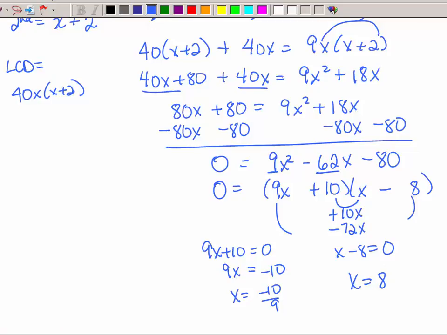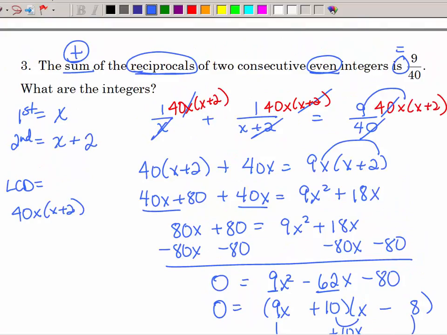And then I'm going to go back and make sure I look at my problem. What am I supposed to find? I'm supposed to find consecutive integers. Well, as you recall, at the top of your notes, integers are whole numbers, positive and negative. They do not include fractions.